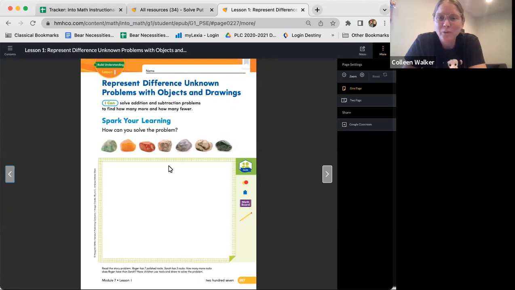So let's start with our I can statement. Can you say it with me? Say, I can solve addition and subtraction problems to find how many more and how many fewer. Awesome. So that's what we're going to be doing today.